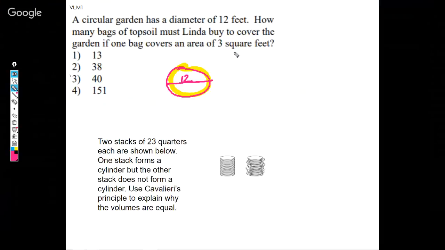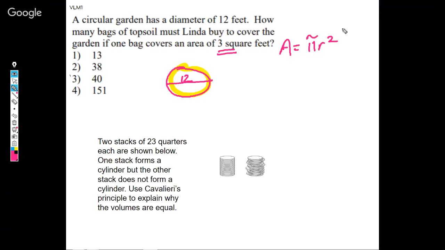How many bags of topsoil must Linda buy to cover the garden if one bag covers an area of 3 square feet? Now, this is not exactly Cavalier's, but we're having to look at two things. So if you go to your formula sheet, right here on the bottom of the formula sheet, which I know I did make copies of, I gave you my leftover copies, the bottom left tells you the formula for area of a circle. The formula for area of a circle is pi r squared.